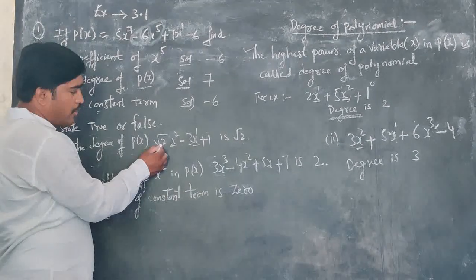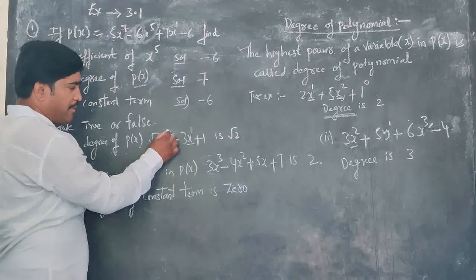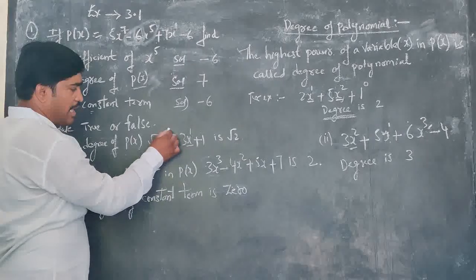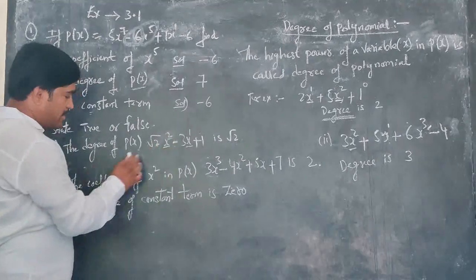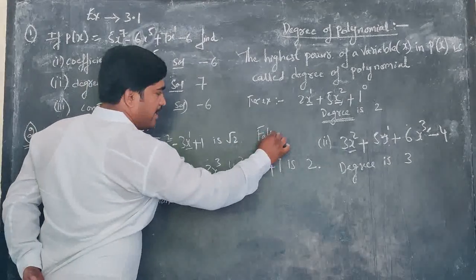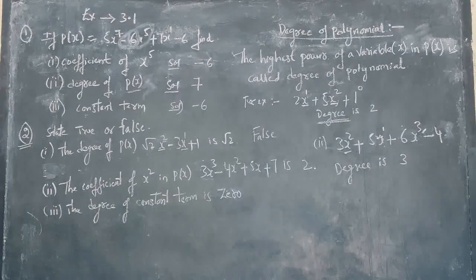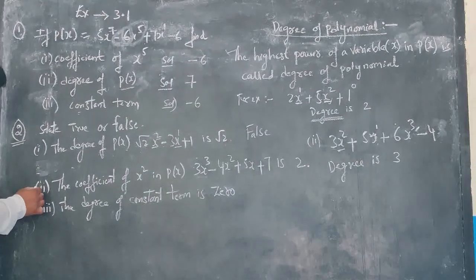Here root 2 is the coefficient of x square. This is not the power. So what is the power here? 2. What is the highest value of the power? 2. But what is the statement given? Root 2. So this is not correct. The degree is 2, so I can take the statement as false. That is a false statement.